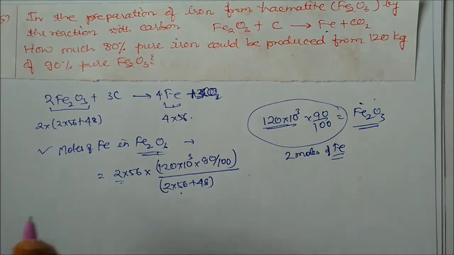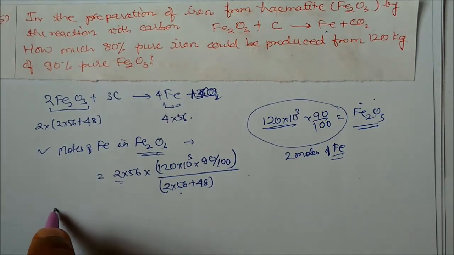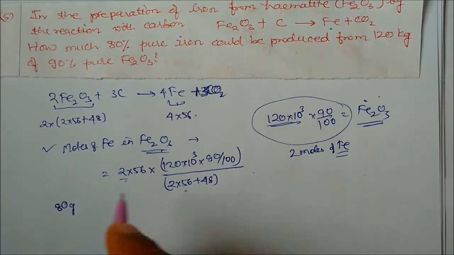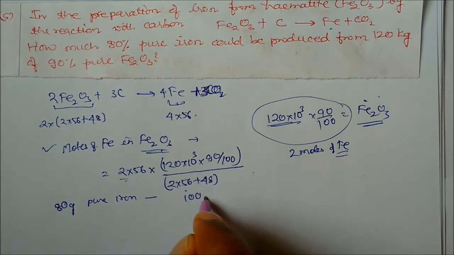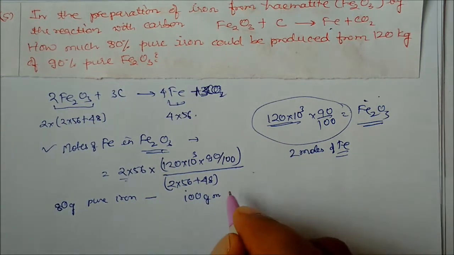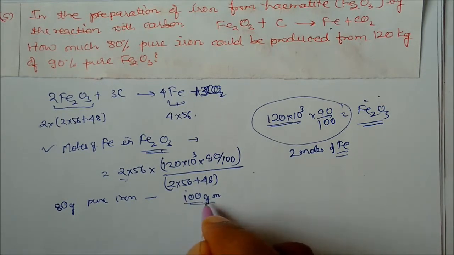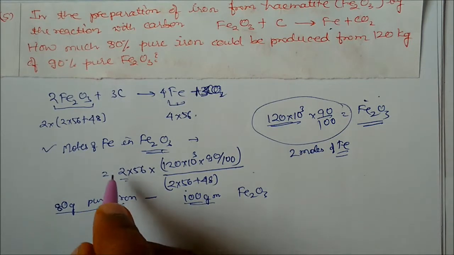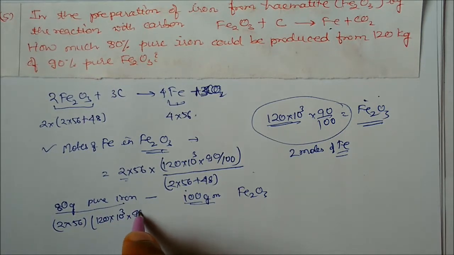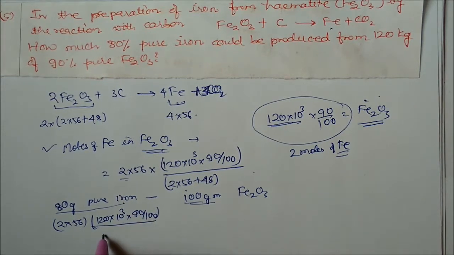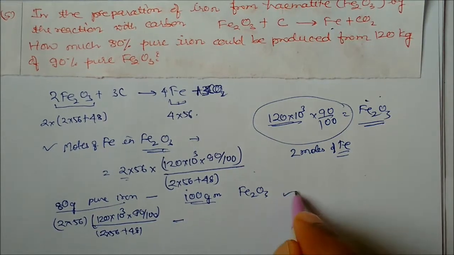Okay, now the question is, if you are taking how much? 80 gram of pure iron, which pure iron we are getting from 100 gram of Fe2O3. So in Fe2O3, if you are taking this much gram, we are obtaining how much? 80 gram pure iron. But if you take this value 2 into 56, 120 into 10 power 3 into 90 upon 100 divide by 2 into 56 plus 48. Okay, so how much Fe2O3 do we require?